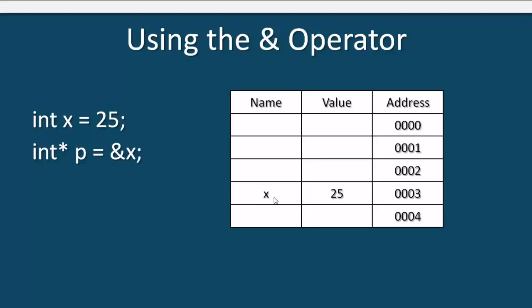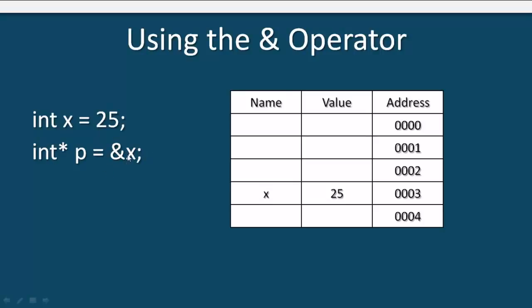Now what we can do is get this address by simply using the ampersand, the address of operator, and prefixing it before the variable that we want to get the address of. So we're saying that we want to get the address of X here. Once we have done that, we can assign that particular address to an integer pointer. In this case, we're declaring an integer pointer P, and we're assigning the address associated with X.